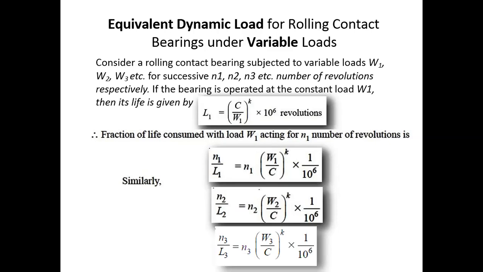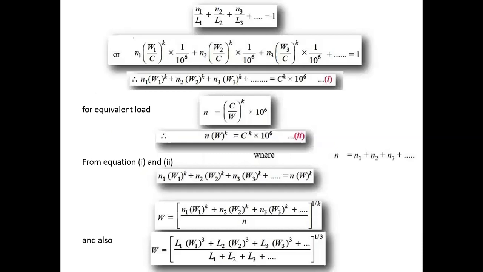Similarly, N2 by L2 is equal to N2 into W2 raised to K by C raised to K into 1 upon 10 raised to 6. Same, N3 by L3 is equal to N3 into W3 raised to K by C raised to K into 1 upon 10 raised to 6. Similarly, taking the summation over all the revolutions, the sum of the life fractions is unity, right? So for the equivalent load, N is equal to (C by W) raised to K into 10 raised to 6. So N into W raised to K is equal to C raised to K into 10 raised to 6.